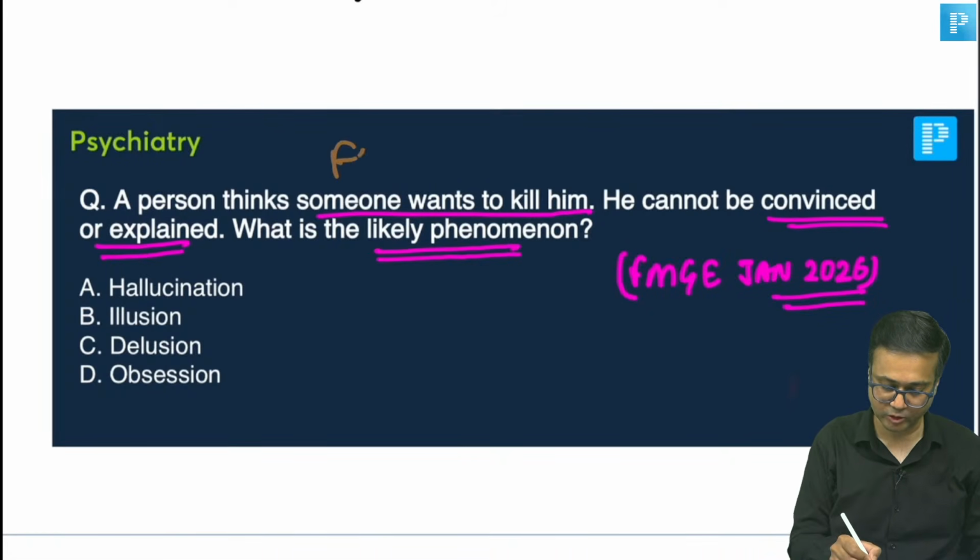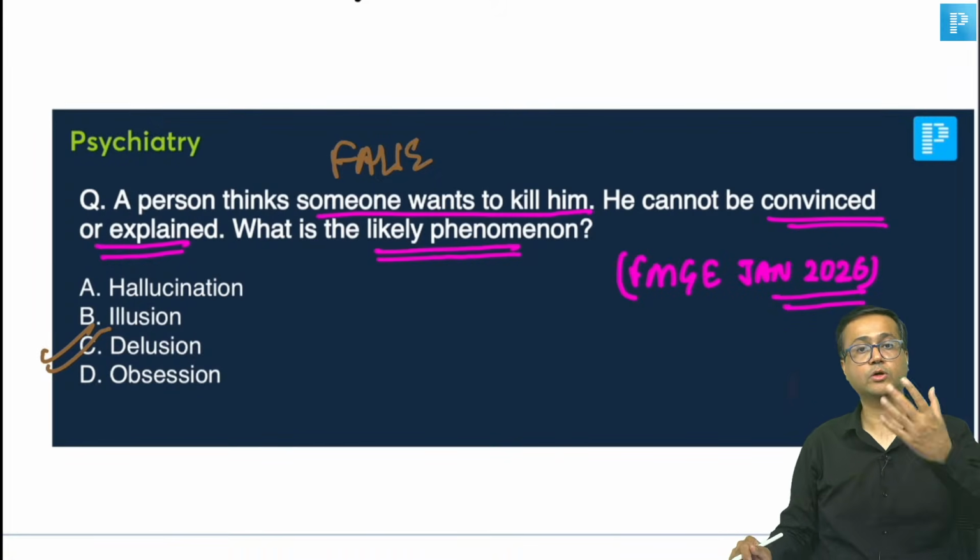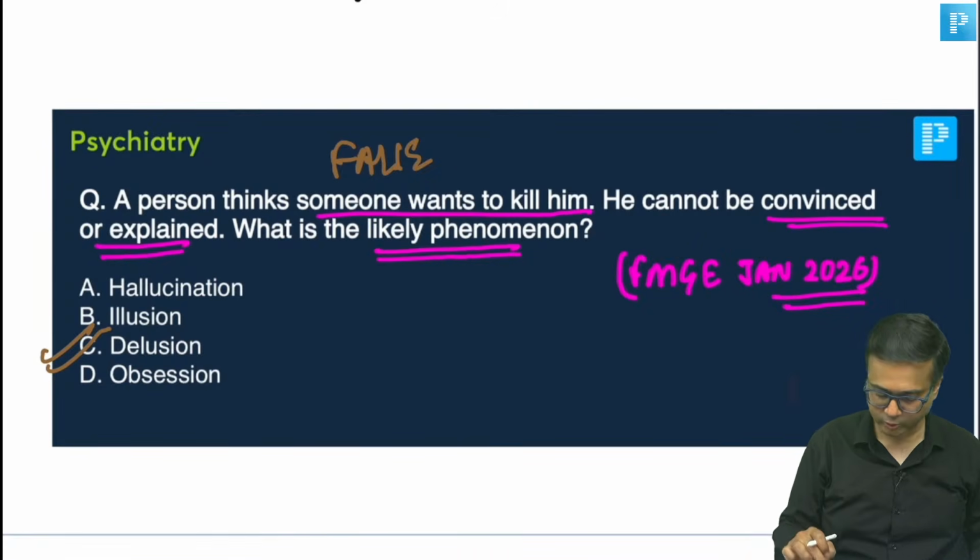A very simple, a false belief has come in the mind of the patient. Very good. So we know it is delusion, and kaun sa delusion hai? You can also say it is delusion of persecution. Okay. I hope this is clear to everyone now.